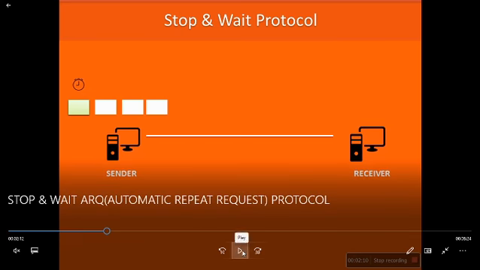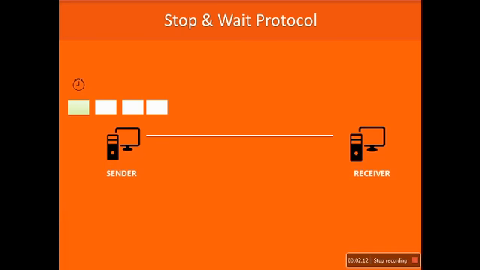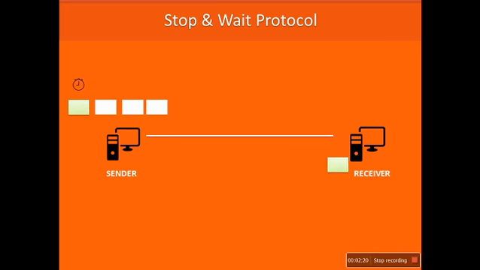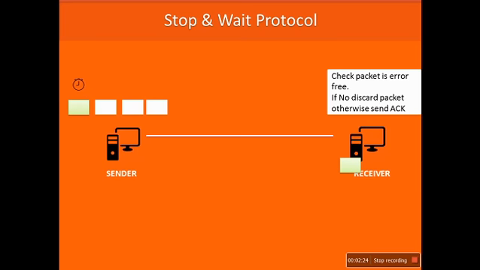Stop and wait protocol. Just see the sender side and the receiver side. The sender is having certain frames to send to the receiver. See, the sender is sending 1 frame to the receiver. The receiver will be checking this frame and seeing whether there is any error in the packet received. If there is no error, then it will be accepting the frame and it will be sending an acknowledgement.